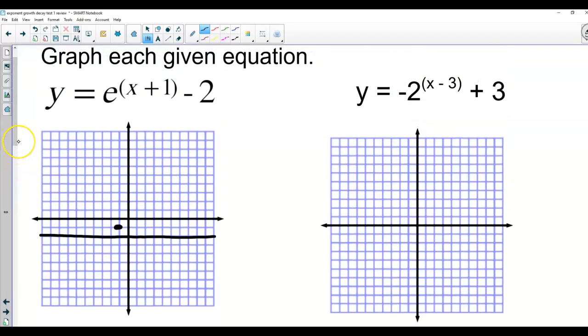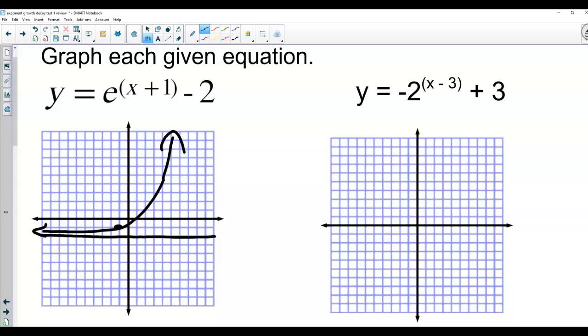When I go to graph it in e, you really only have one point. If the exponent's positive, as x is greater, y goes to infinity. If the exponent's positive, as x is lower, we go toward the asymptote. This is what your graph would look like. You will have to draw an accurate graph.